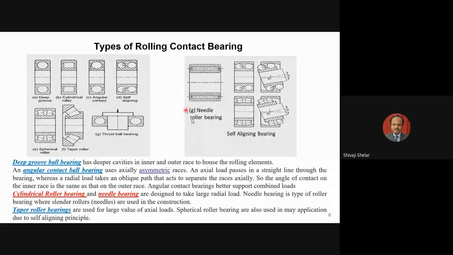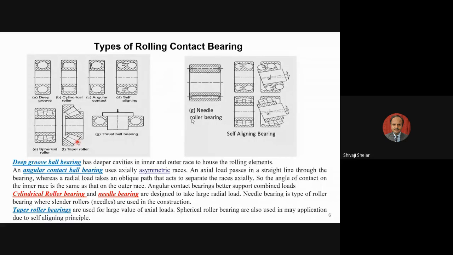Then we have taper roller bearing here. When the axial load amount is very large, then deep groove ball bearing and cylindrical roller bearings are not of use. So you have to use the taper roller bearing. Taper roller bearing can take the load in both directions. So this is the rolling element in the form of taper roller, and this is the rolling element in the form of spherical roller. So these are the spherical roller bearing. This is the taper roller bearing.